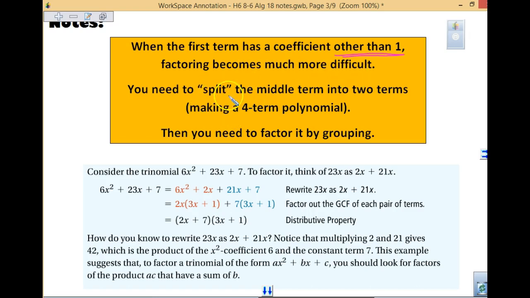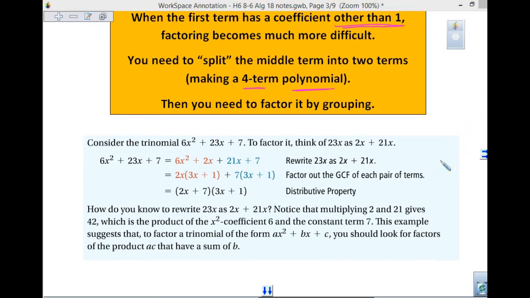You need to split the middle term into 2 terms, making it a 4-term polynomial. Okay? 4-term polynomial, not a trinomial anymore. It's going to have 4 terms. Then you're going to factor by grouping. Okay? So, just know the first time through this, some of you might struggle. So we'll practice it. Then on Monday, we'll practice it some more. We'll have a worksheet on the same set.